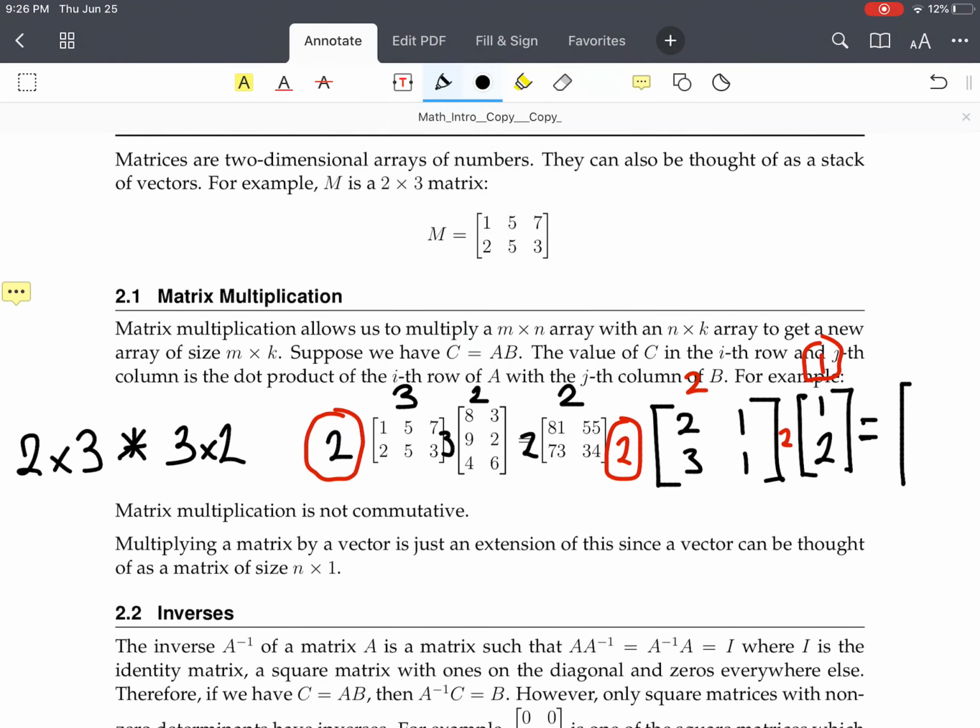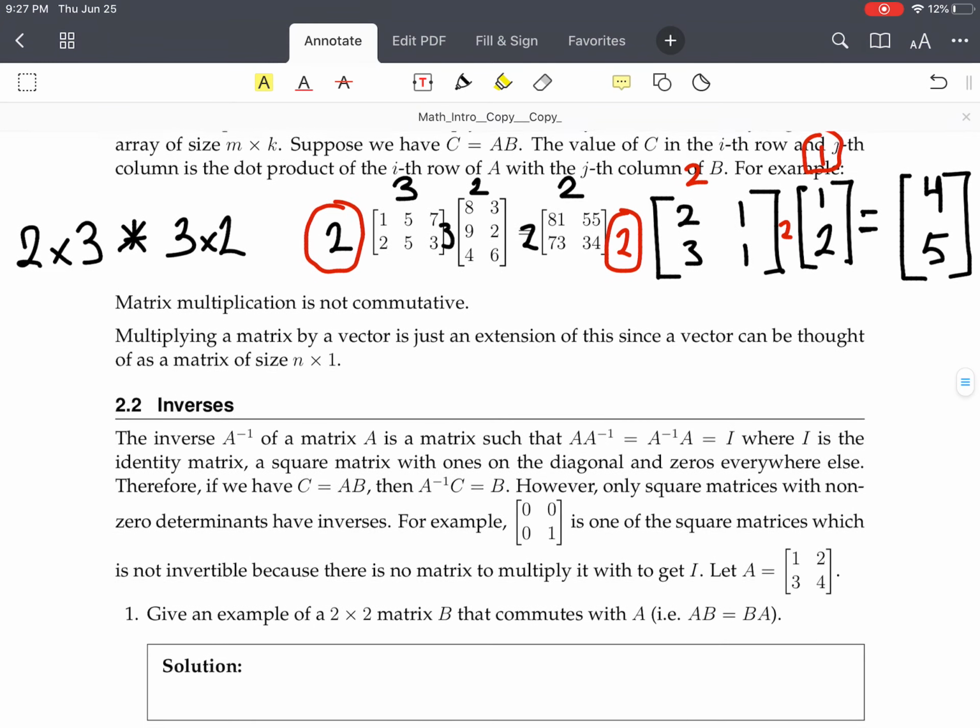Okay, and so now let's look at the actual answer. So we're going to go 2, 1, the dot product of 2, 1 with 1, 2. So that's going to be 2 times 2, so 2 plus 2, so that's 4. And then 3 times 1 plus 2 times 1, so that's going to be 5. And so there we go. That's our answer. So just like matrix multiplication, it's matrix vector multiplication.